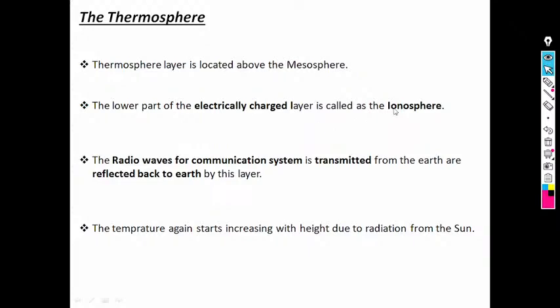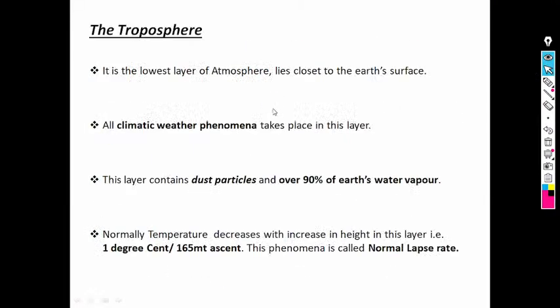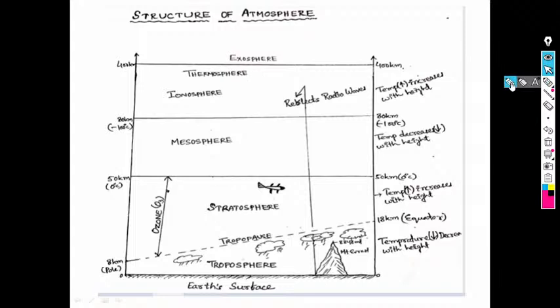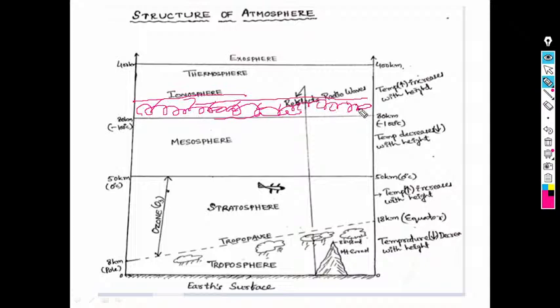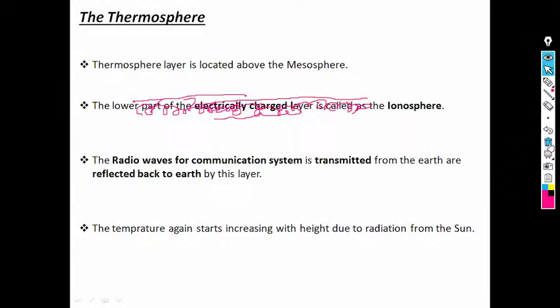The lower part is an electrically charged layer, that is called your ionosphere. In our handwritten diagram, this is the ionosphere. This is the lowest layer of the thermosphere. This particular layer is the lower part, and it is an electrically charged layer.